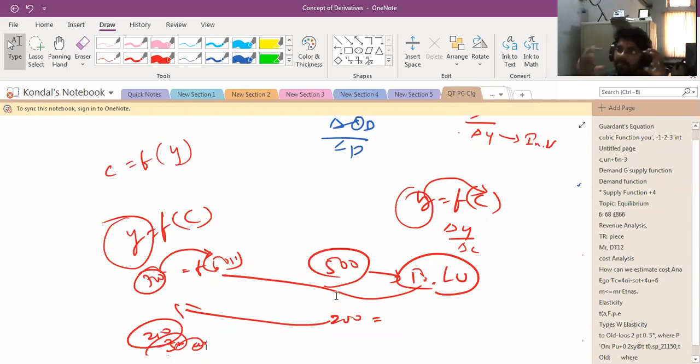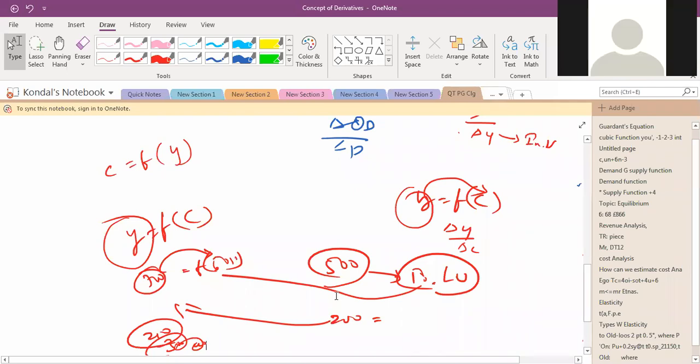This is called applied economics, or applied econometrics, which you will study in the next semester, the third semester of the second year. This kind of thing we can apply as per the situation, right? Is the derivatives concept clear? Yes, sir.